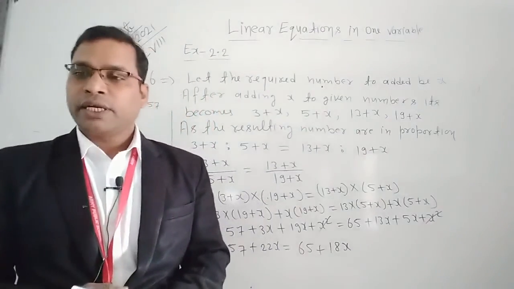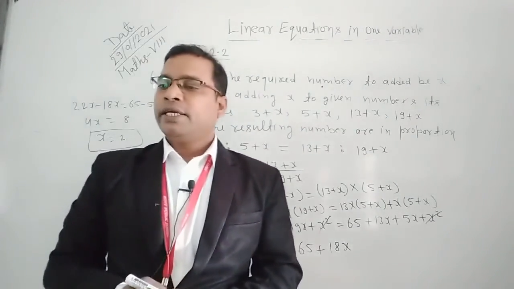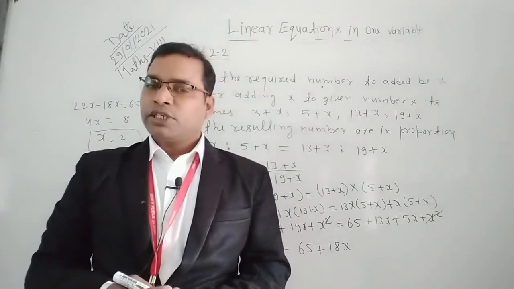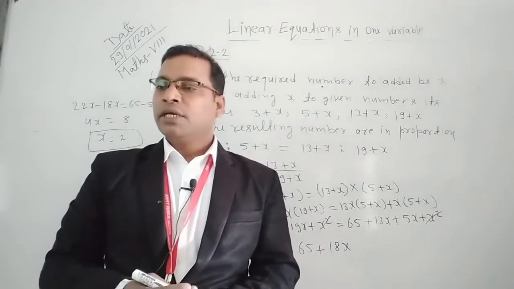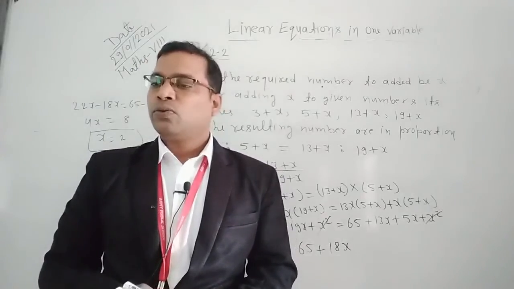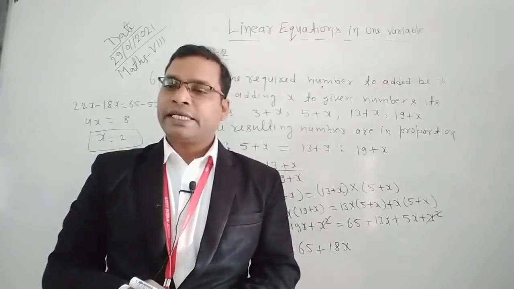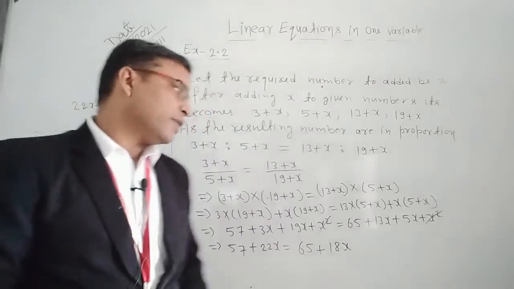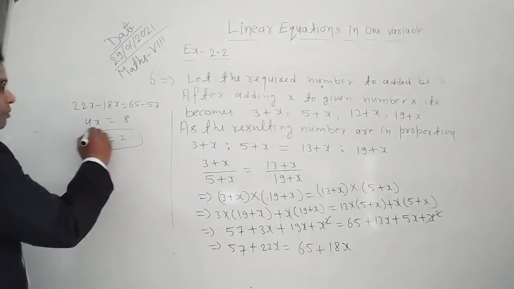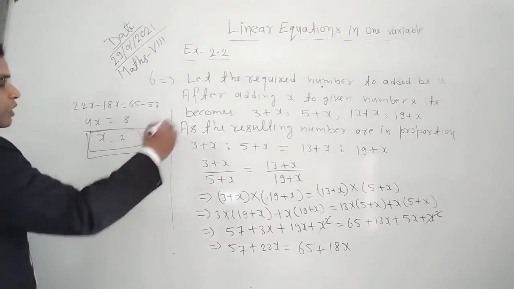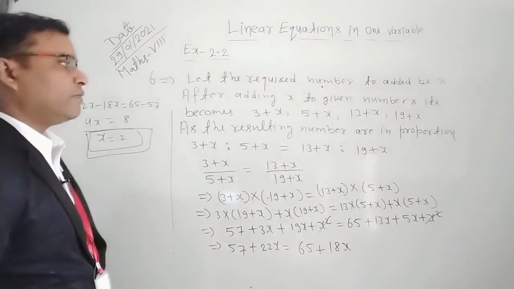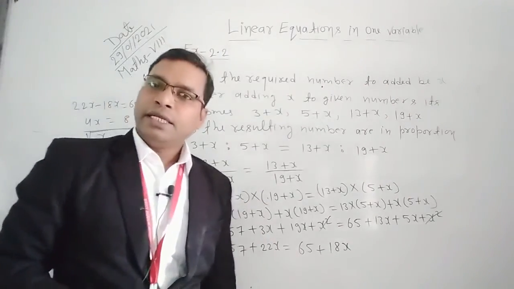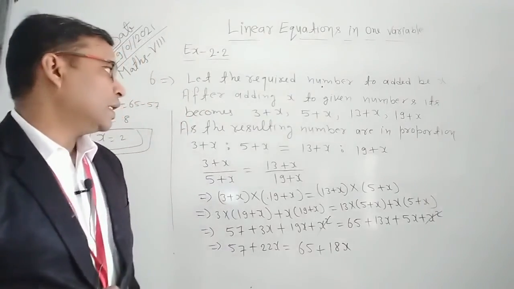I repeat this question again. What number should be added to each of the numbers 3, 5, 13 and 19 so that the resulting numbers may be in proportion? So here we find our required number is 2. If you add 2 to 3, 5, 13 and 19, then they are in proportion.